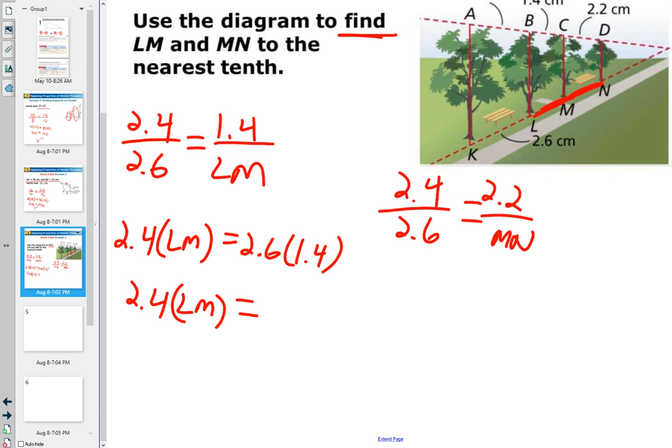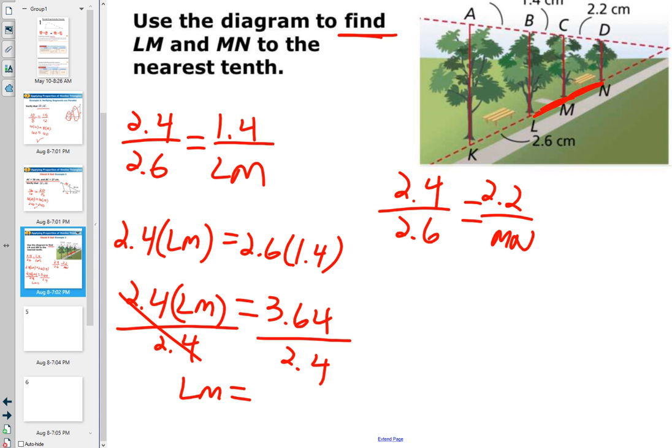Can somebody help me with the calculator? 2.6 times 1.4? 3.6. 3 point? Wait, what is it? 2.6 times 1.4. Yeah, 3.64. 3.64 divided by 2.4. We're starting with decimals, so let's leave decimals, to the nearest 10. I got a syntax error. 1.5? So it's approximately 1.5.